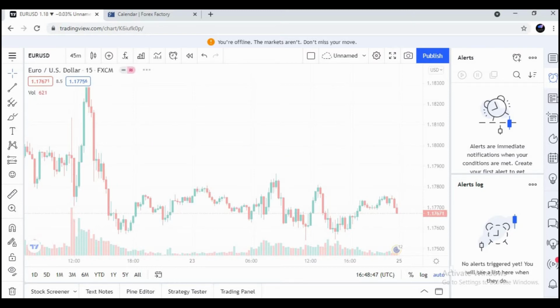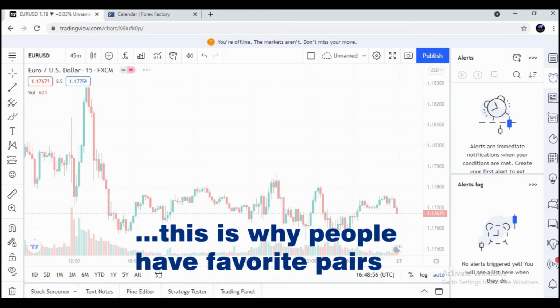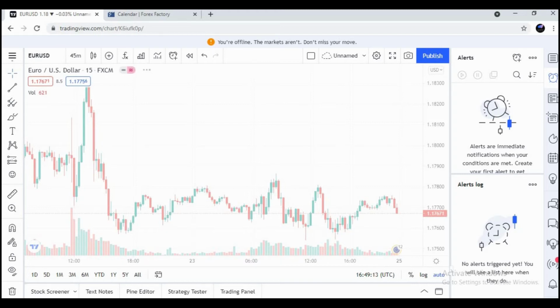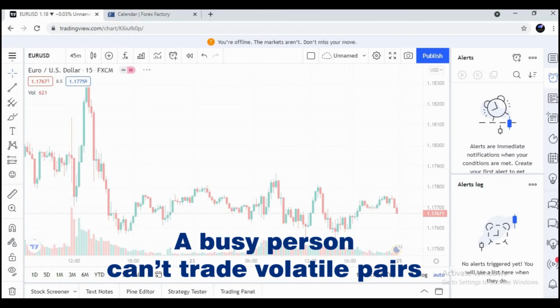It is important to know that top-down analysis is different for every currency pair because some currency pairs move more or less volatile than others. This is why people have favorite pairs depending on their risk appetite, their capital, and their daily activities. You do not expect someone who has a full-time job to be watching gold all day. If a trader is a very busy person, he might need to trade less volatile pairs that he can be watching from time to time. So for busy traders, gold cannot even be your favorite pair at all.